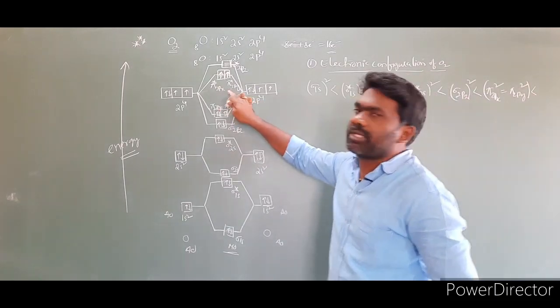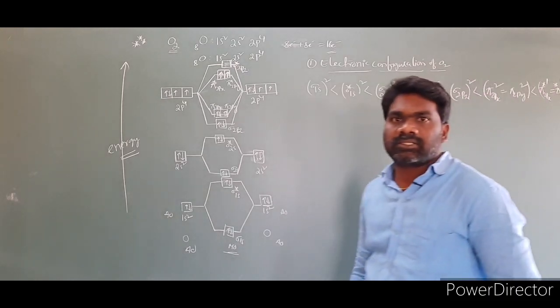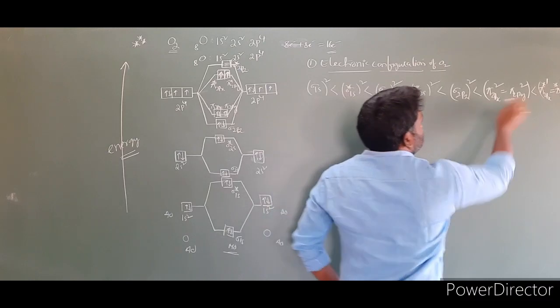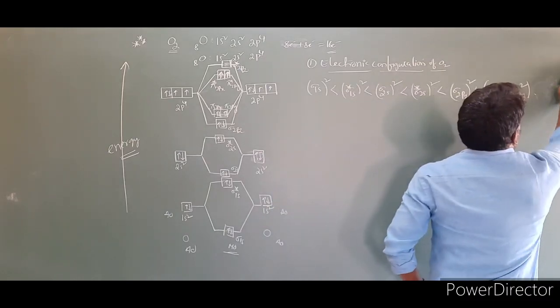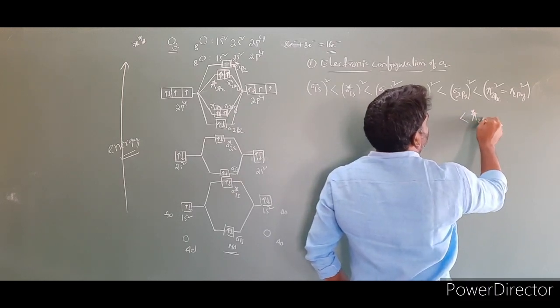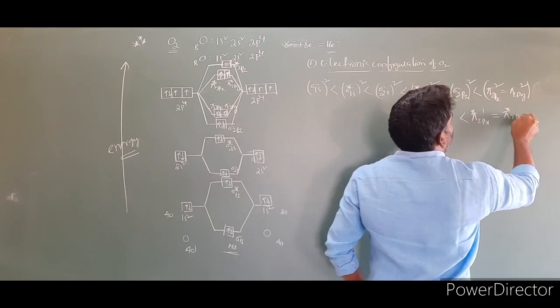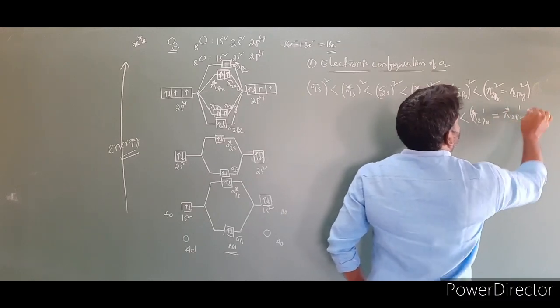Pi star 2px, pi star 2py. Pi star 2px, how many electrons are there? Only 1 electron is there. Equal to pi star 2py. How many electrons are there? Only 1 electron, isn't it? So I am rewriting that one. This one is less than. This one I am writing pi star 2px is equal to pi star 2py1.